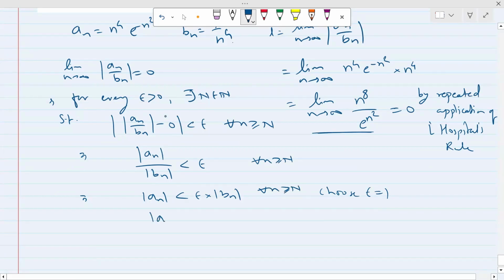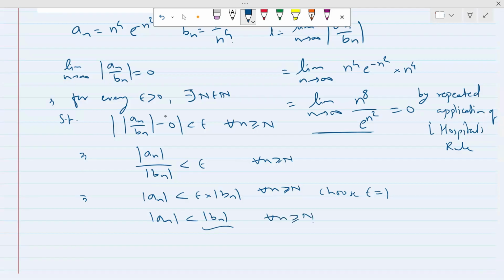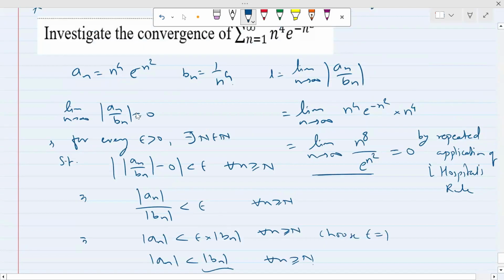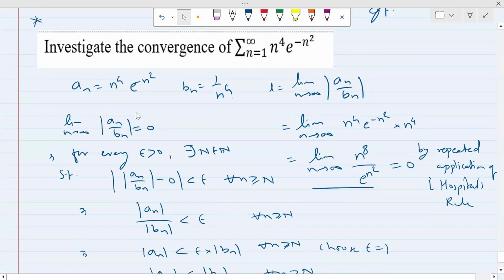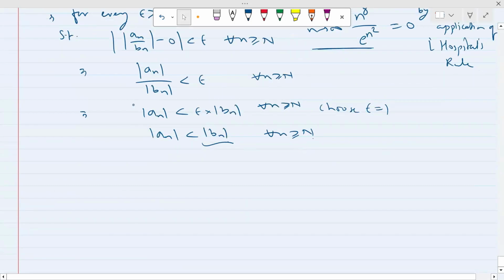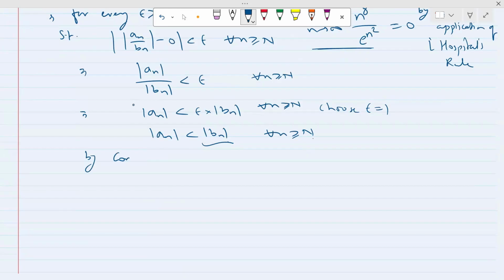So what will you get? Mod an less than mod bn, and there's a series on the upper side. So by comparison test, I can actually say since summation bn is convergent, summation an is also convergent. By comparison test, summation an is absolutely convergent. So convergent, as summation of n raised to 4 is convergent.